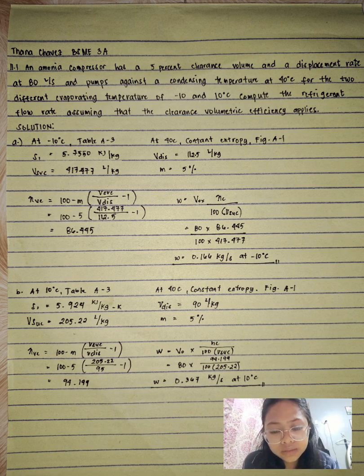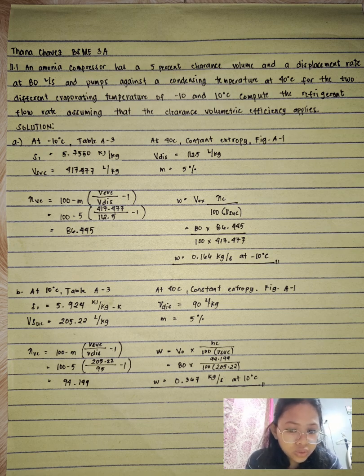Next, we need to solve for the mass flow rate. For the solution, VD times ηc over 100 times V suction. To simplify that, 80 times 86.445 over 100 times 417.477, and we already solved the first mass flow rate, which is 0.166 kilogram per second at -10 degrees Celsius.